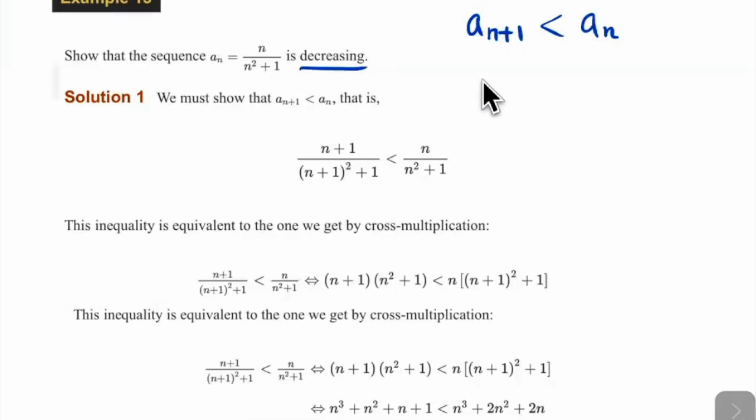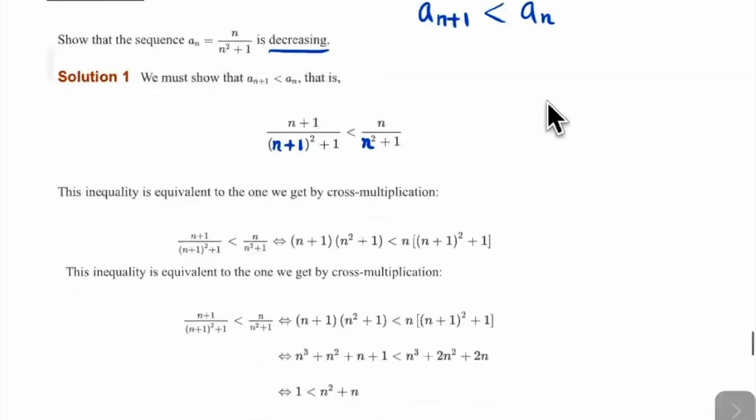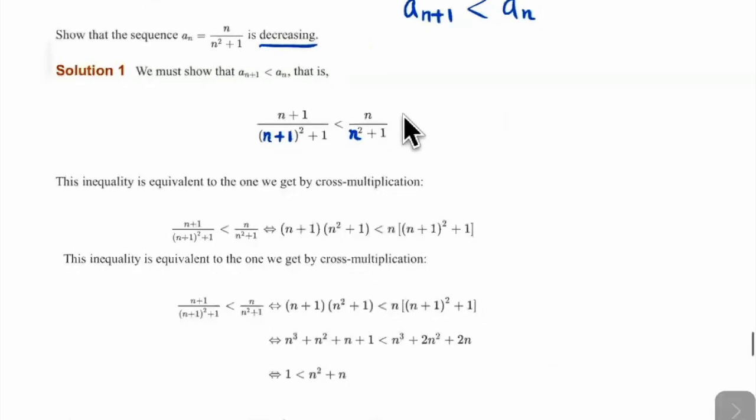Okay, so you substitute n plus 1 and substitute n, and you can try to prove this. If I can prove this, then that means the sequence is decreasing, right? Now, one way to do that is to do the algebra. Can we multiply both sides by the LCD? Yeah, we can multiply both sides by the LCD, which is the same as cross multiplying. So multiply over here, what do you get?